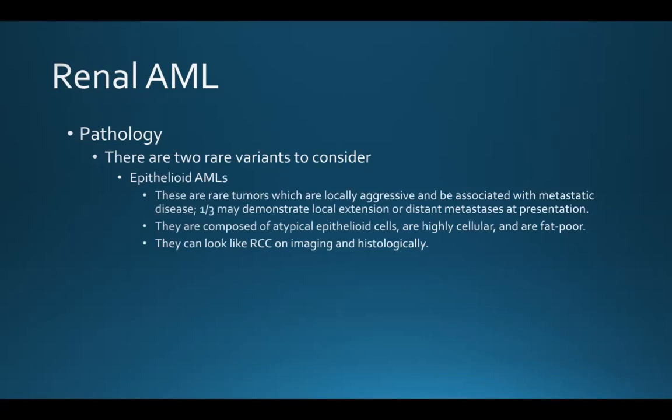The other variant to consider are epithelioid AMLs. These are rare tumors which are locally aggressive, and they can be associated with metastatic disease. One third of them may demonstrate local extension or distant mets at presentation. They're composed of atypical epithelioid cells, they're highly cellular, and they're fat poor. And again, they can look like renal cell cancer on imaging and under the microscope. Because of that, they can require a biopsy for diagnosis and often require surgical resection.